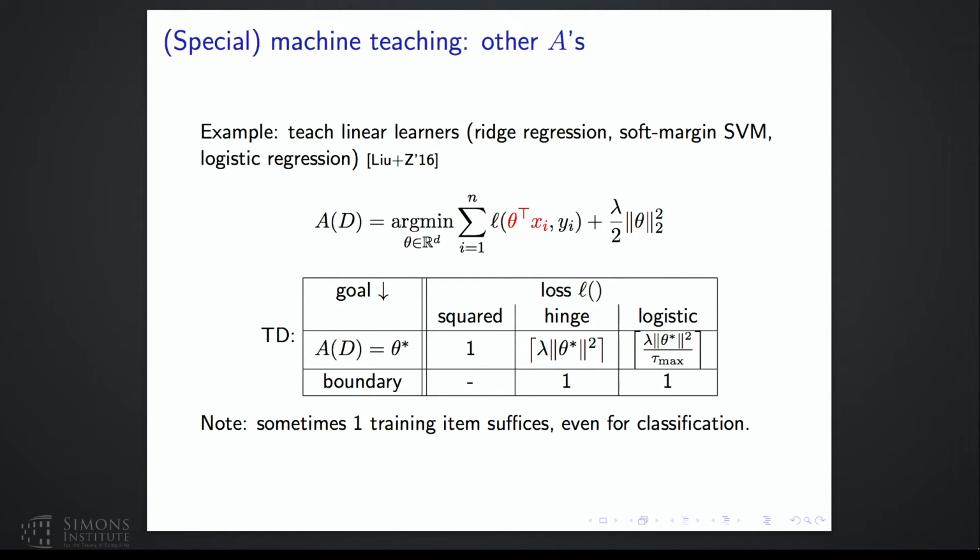And let's move on to something even more interesting. So let's look at learners that are linear in the sense of parameter and feature vector interacting in inner product. And it's regularized. Okay, so this covers a lot of things, depending on what your loss function is, of course. If it's square loss, you get ridge regression here. If it's hinge loss, you get your soft margin SVM with regularizer. You can also have logistic regression and so on.